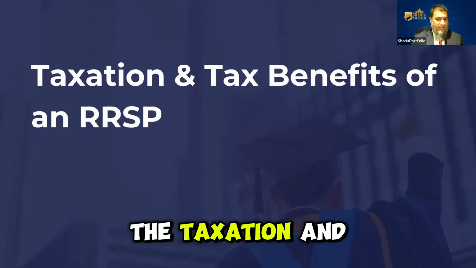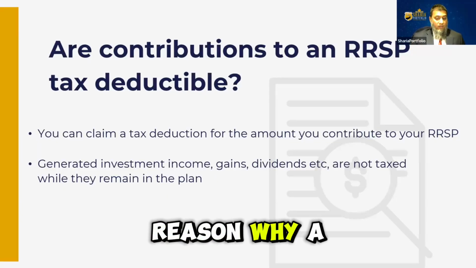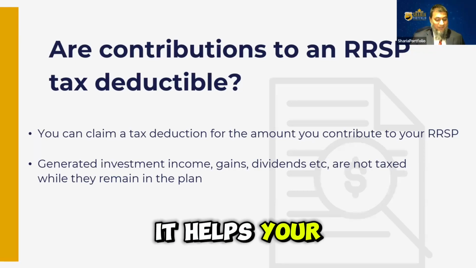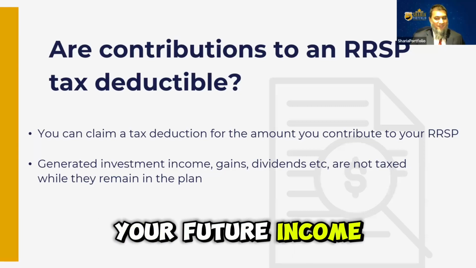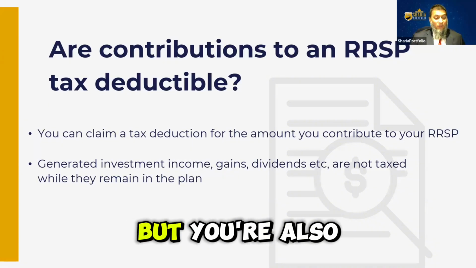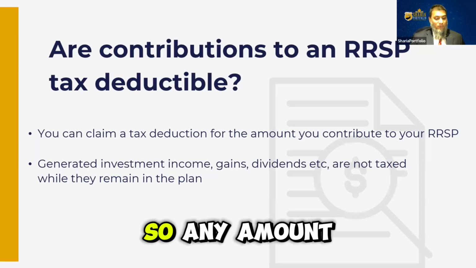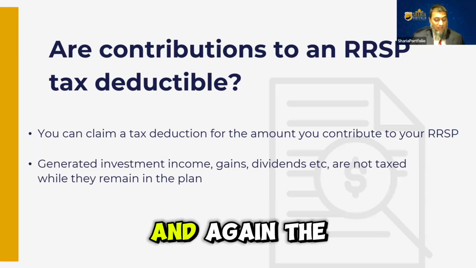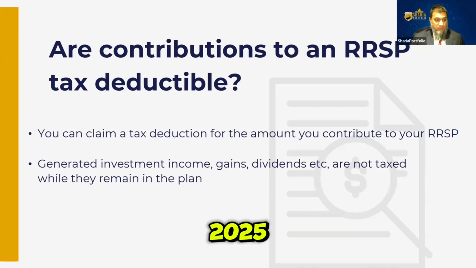Now, let's look at some of the taxation and tax benefits of an RRSP. Because this is the number one reason why a lot of individuals put money into an RRSP. Yes, it helps your future retirement, and you're paying your future self for your future income at the age of retirement. But you're also getting a tax break today, and this is an added benefit. So any amount that you contribute to an RRSP up until the deadline, and again, the deadline for 2024 is March 3rd of 2025. So it's coming up in just a few short weeks.